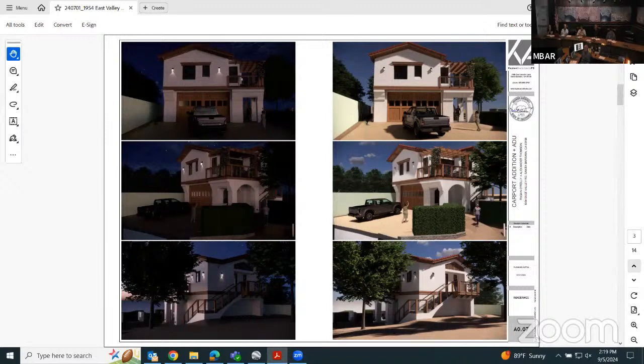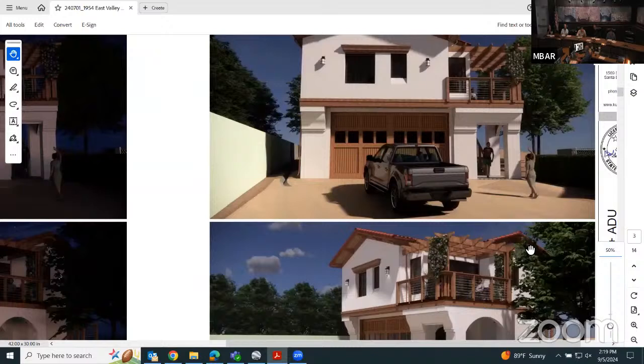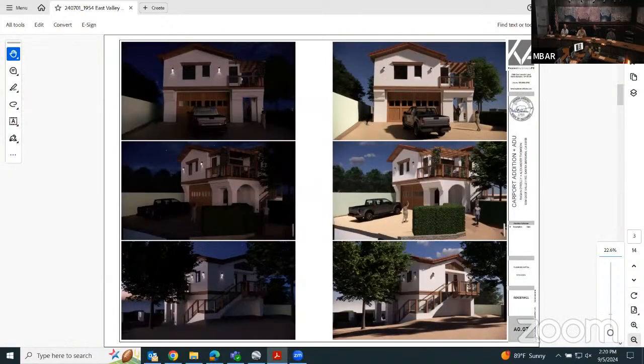I don't know if we need to zoom in, but we can if you like. Let's go to the next page. Yeah, there you really get an idea of that lower level.